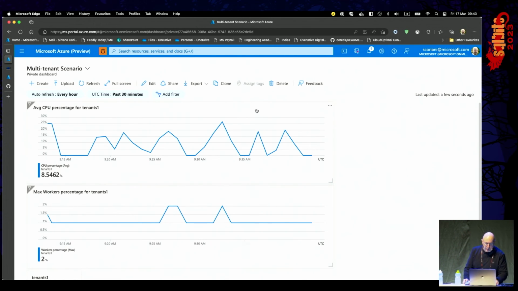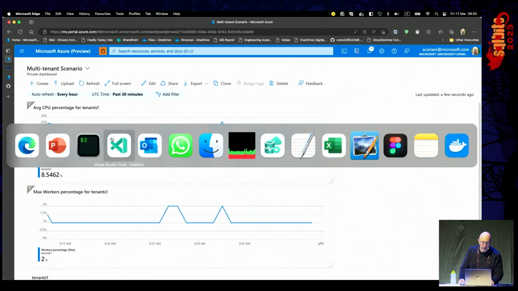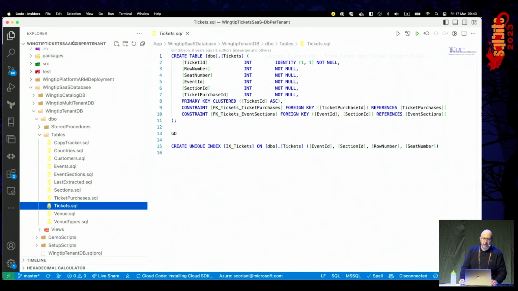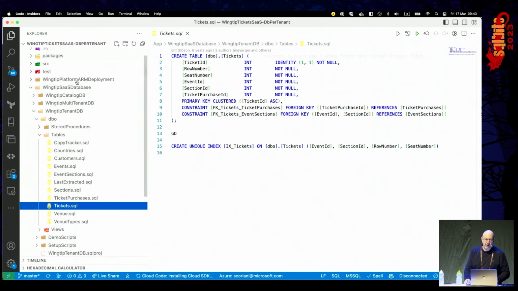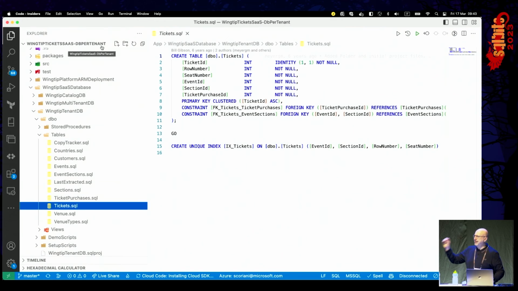If we take a look at the code for those two sessions, so again, when you clone that repo, you will get everything from your application code, ASP.NET code and such, and database projects, everything you need to start looking into those patterns, right? And this is the database per tenant repo. So it's demonstrating this elastic pool pattern that I was referring to.